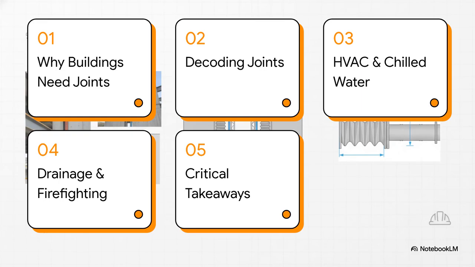All right, here's how we're going to tackle this. We'll start with why buildings need joints in the first place. Then we'll get into the different types. From there, we'll look at exactly how to handle HVAC, chilled water, drainage, and firefighting systems. And finally, we'll wrap up with the most critical takeaways.